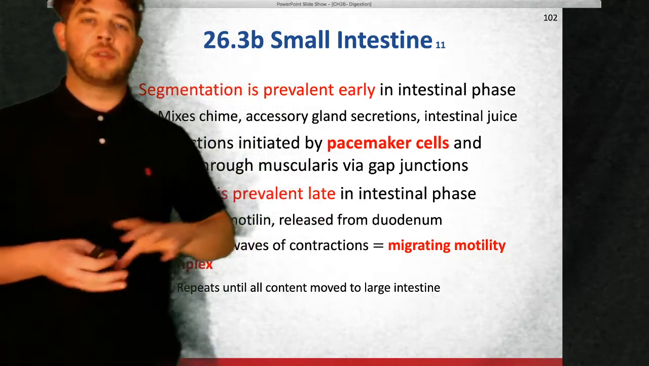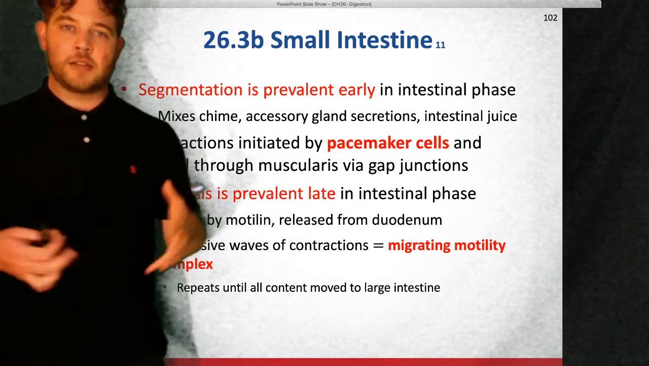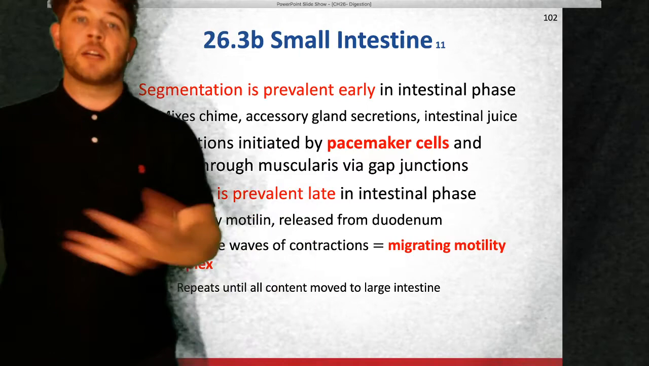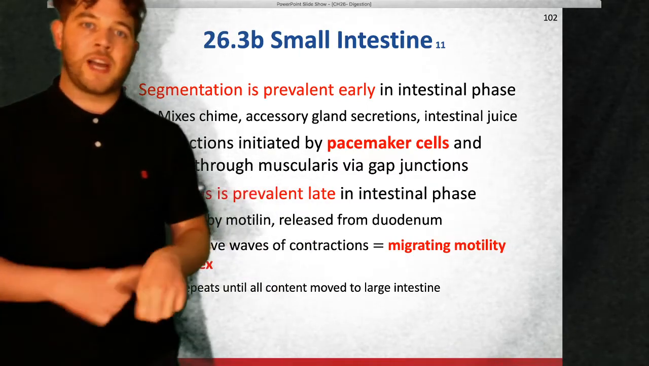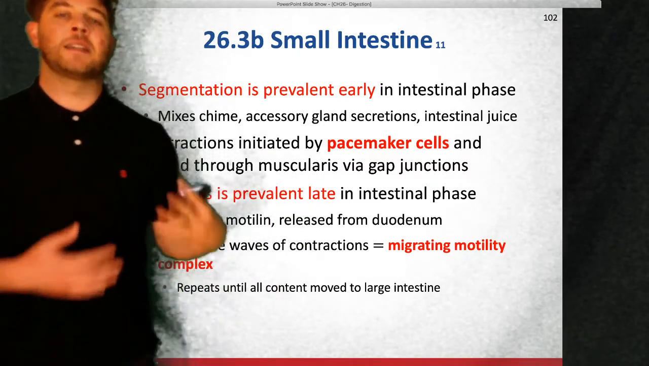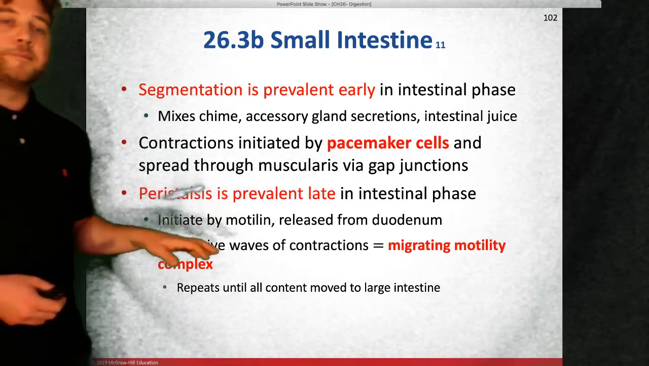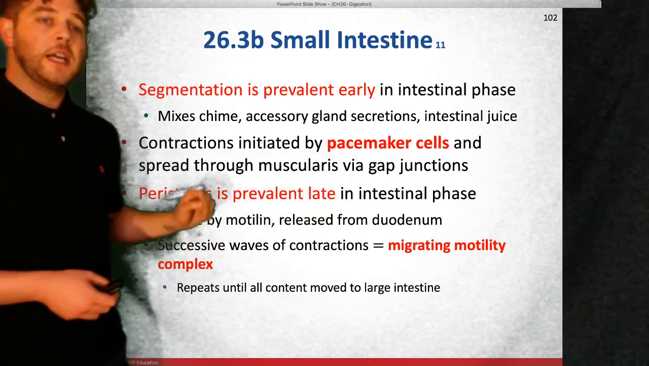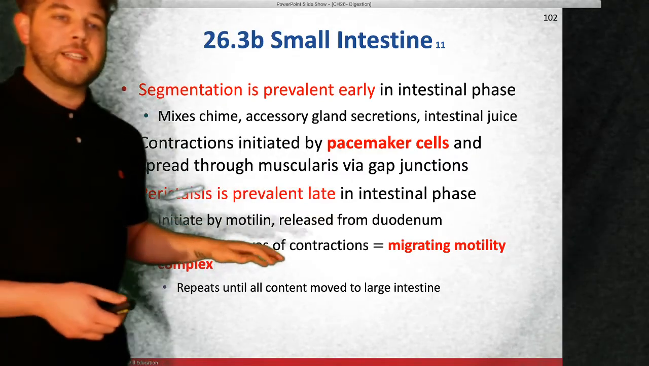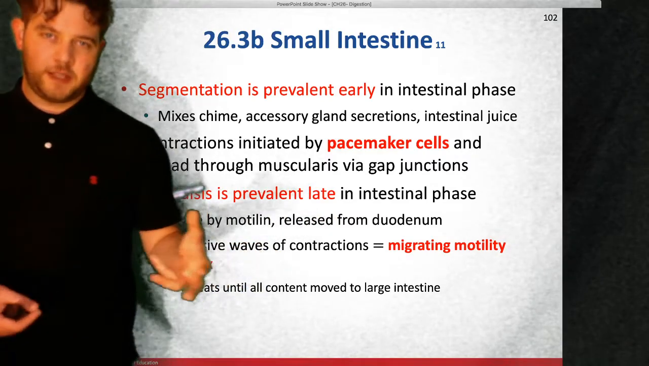By the time food has gotten through the jejunum, a lot of the absorption has occurred. So it's like, okay, now let's start to move through. It's probably getting on 10, 12 hours, and so we need to get food to the large intestine now. So peristalsis is going to happen a lot later, or later in the intestinal phase. These migrating motility complexes, MMCs, are housekeeping complexes.